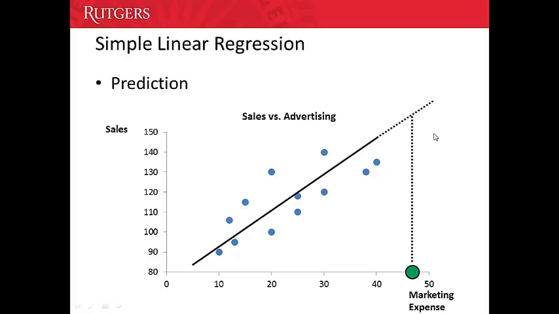So let's recall here. When we do simple linear regression, we first plot the data sets in a scatter plot, then find the regression line based on the errors. After we get the regression line, we can use it to make a prediction.